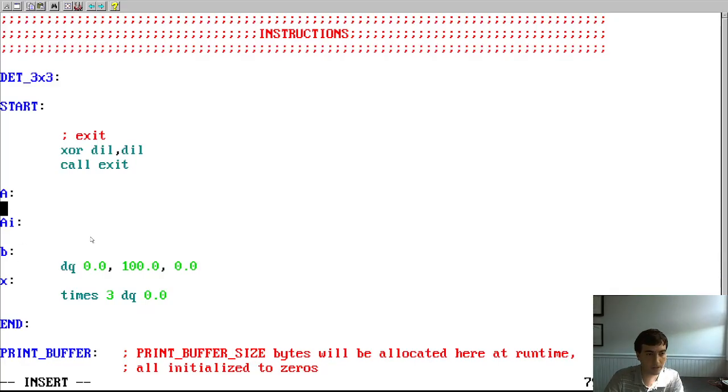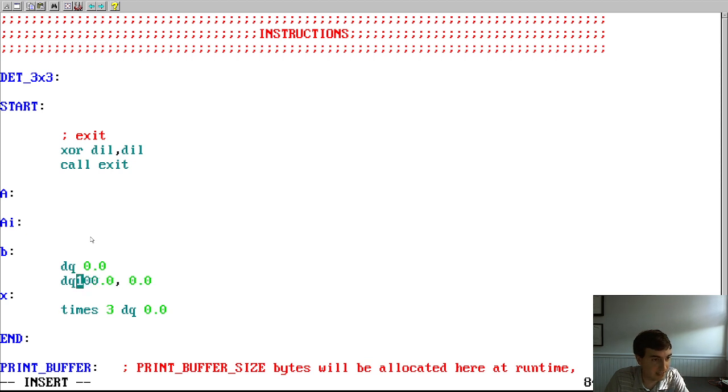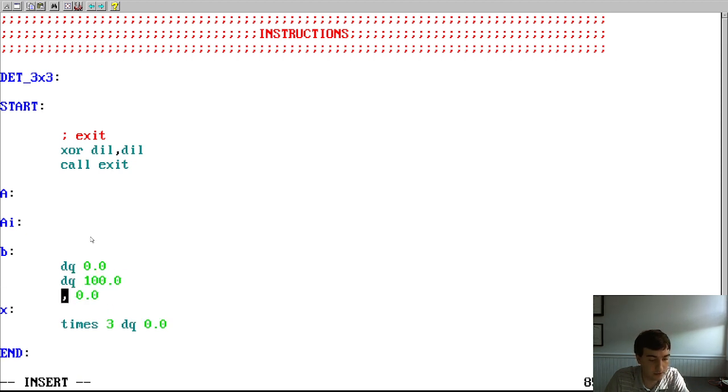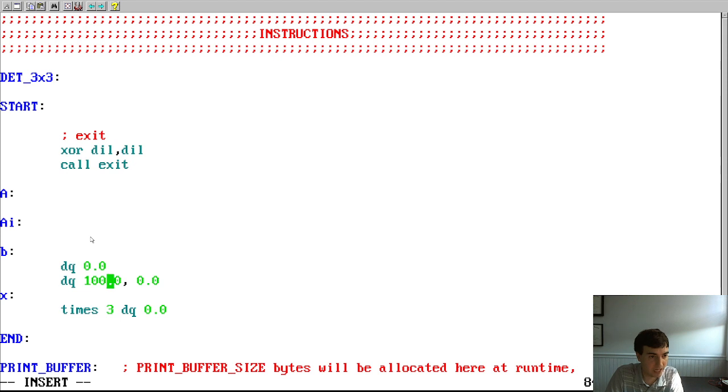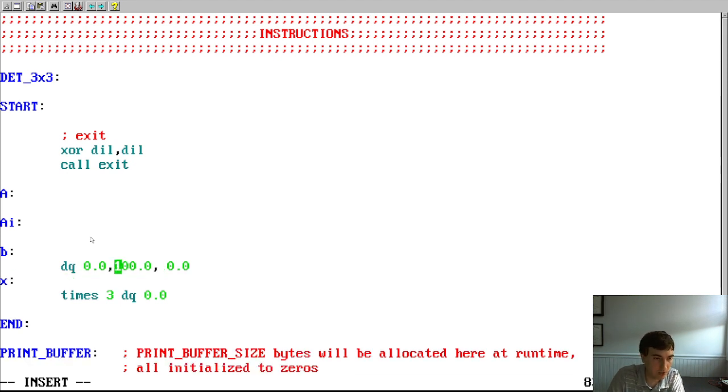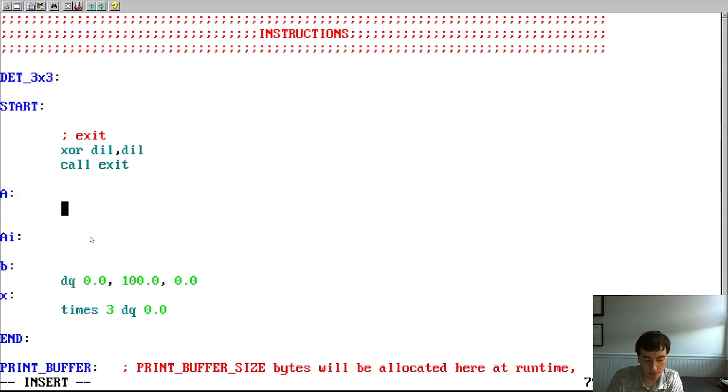So up here, and again, I should say, even though it's a vertical vector, B was vertical, I can define this like this. I could say DQ 0, DQ 100, DQ 0, that's fine too. It's just the same thing. This is exactly the same meaning as what I had before. And so I like this, it's a little bit more compact, easier to read. Anyway, for our A matrix, I'm gonna plug in those values.